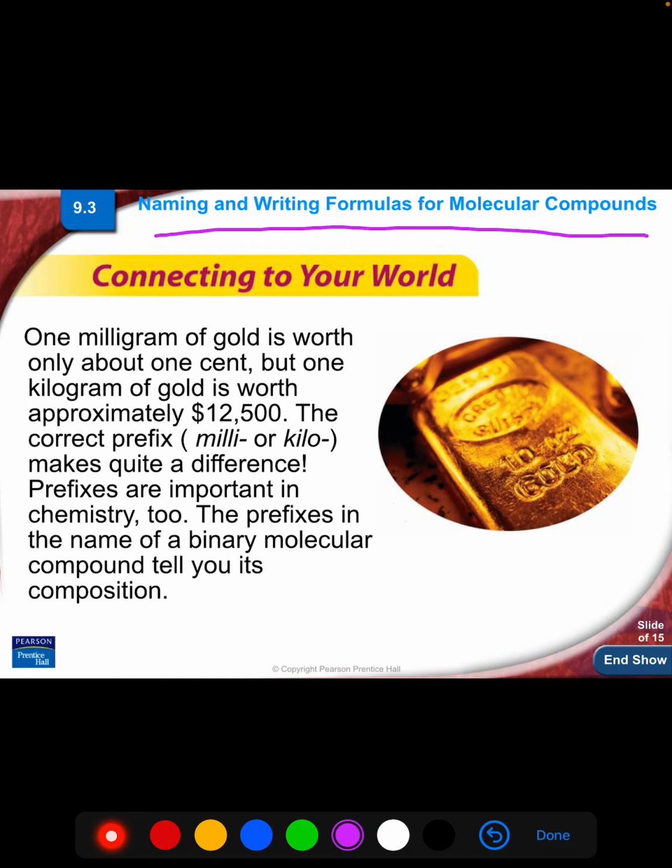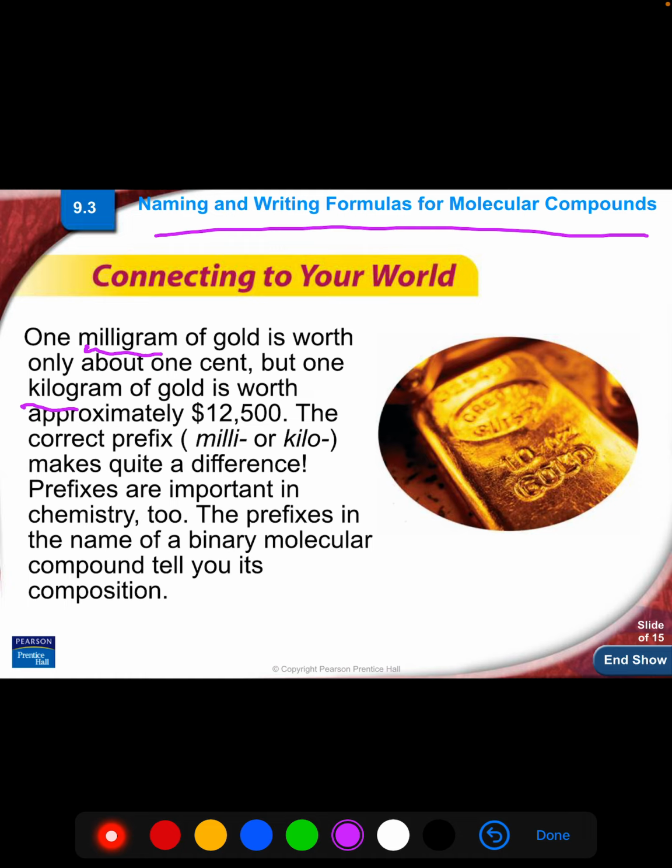So, they open with a little discussion of prefixes or prefaces, however you wish to pronounce it. And prefixes are important, and we're going to start using prefixes in our compound names when we go to molecular compounds. We've used prefixes before. For example, the metric prefixes milli and kilo, and they mean quite a bit of difference. A kilogram is about 2.2 pounds, and that's 1,000 grams. A milligram is 1/1000th of a gram, and that amount of gold is worth about a penny.